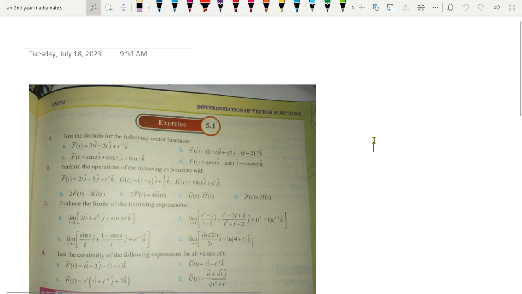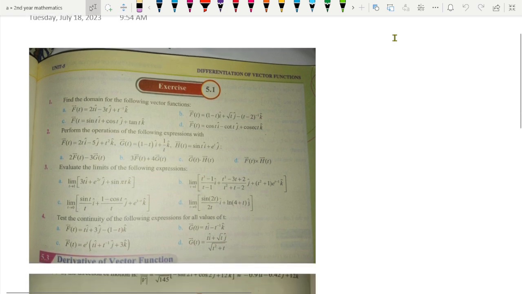Bismillahirrahmanirrahim. We are discussing second year mathematics. Today we will discuss 5.1. This chapter is about differentiation of vector functions. In this, we will discuss differentiation of vector functions. So the first question we have, find the domain for the following vector functions.